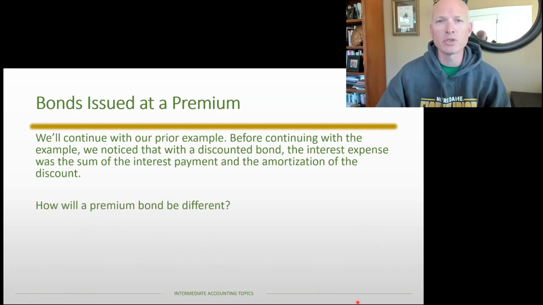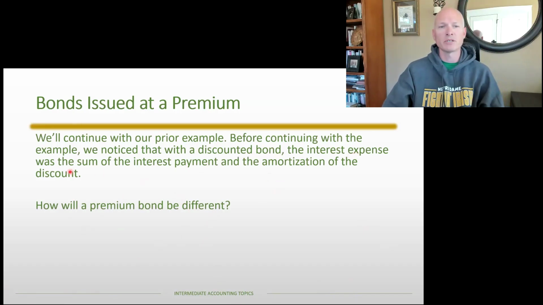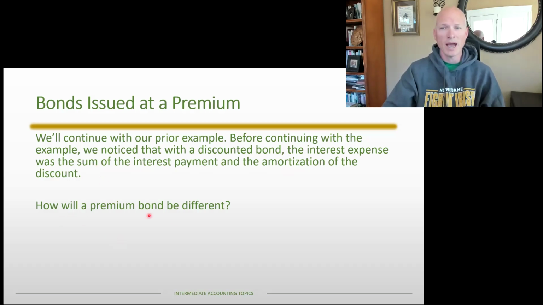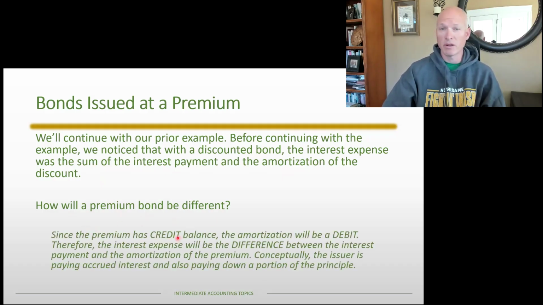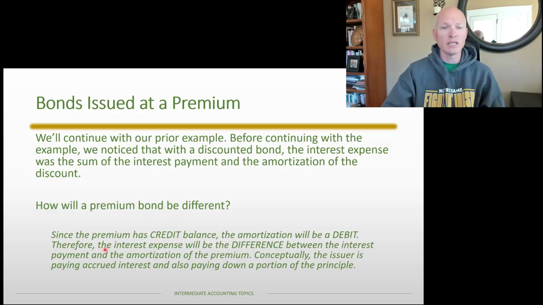So what's going to be different between this problem and the discounted bond? Just remember with the discounted bond, the interest expense was the sum of the interest payment and the amortization of the discount. Those two things combined to give us the interest expense. And so how is it different here? Well, in this case, the premium has a credit balance. It's a normal liability, so it has a credit balance. And so as we amortize that premium, we will debit the premium. If you think about what that will do, the interest expense becomes the difference between the interest payment and the amortization of the premium.